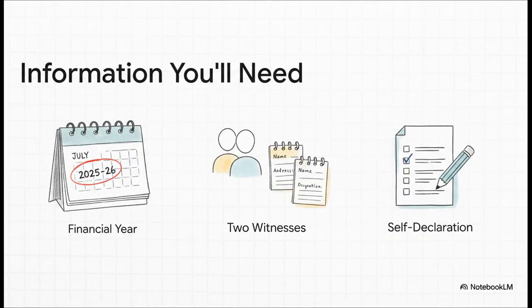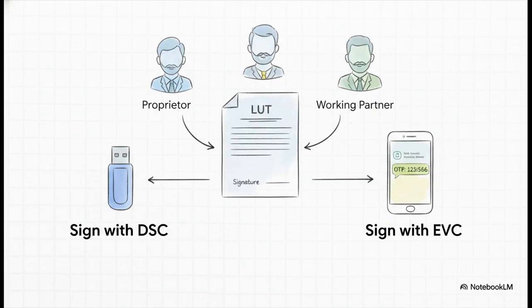Now, a little pro tip. Before you even log in, it's a good idea to have a couple of things handy. First, make sure you know the financial year you're filing for. Second, you're going to need the details for 2 independent witnesses, just their name, address, and occupation. And finally, you'll just need to read and accept the self-declaration conditions on the form by checking a few boxes. Simple as that.